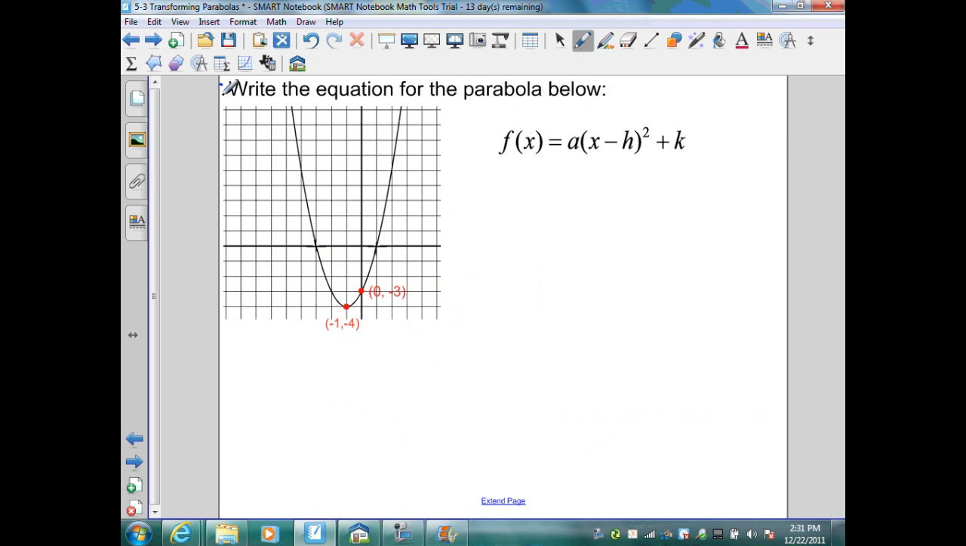In this example, we're asked to write the equation for the parabola below. We're given two ordered pairs. The first one is the vertex. We know the vertex is labeled h, k. Here we have another ordered pair.